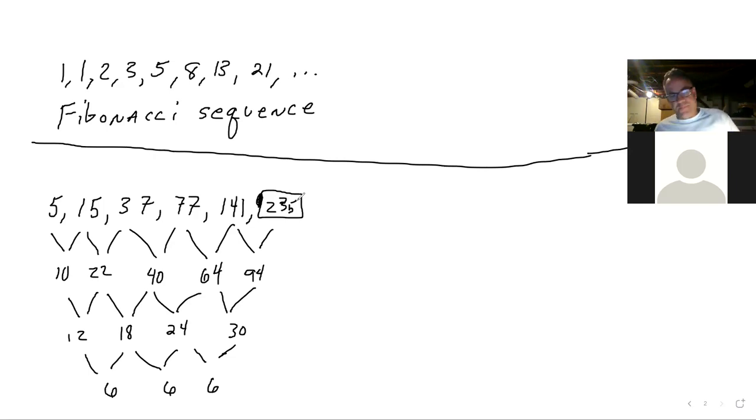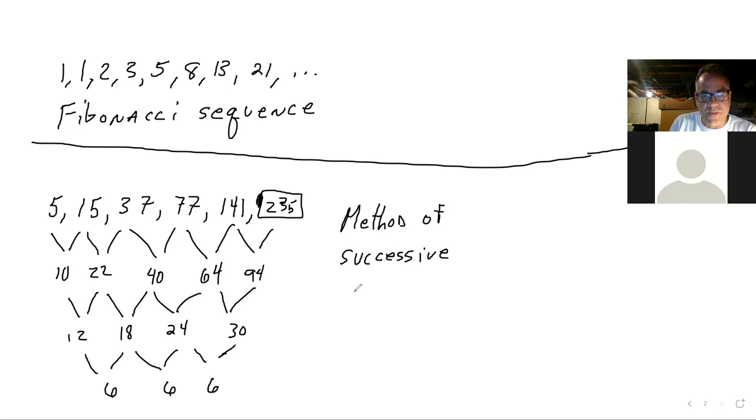And this method that I'm using right here is referred to as the method of successive differences.